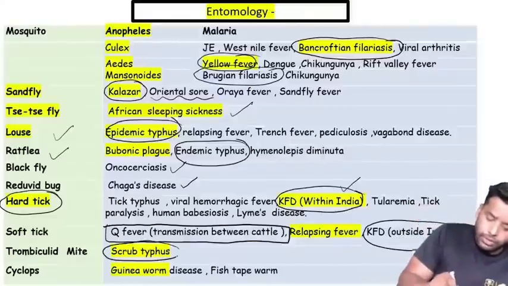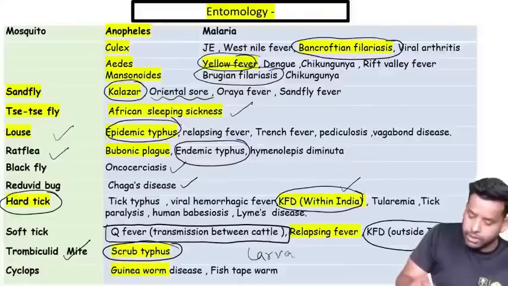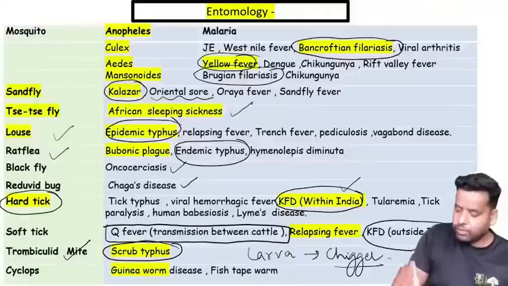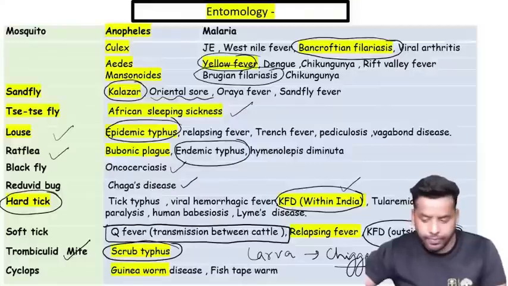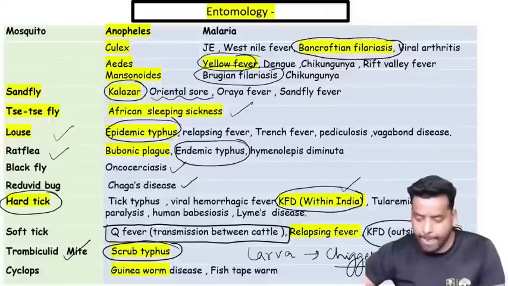Scrub typhus, trombiculid mite. What is the larva of trombiculid mite called as? Answer my question. Chigger mites. The larva of trombiculid mite is called chigger mites. Good.